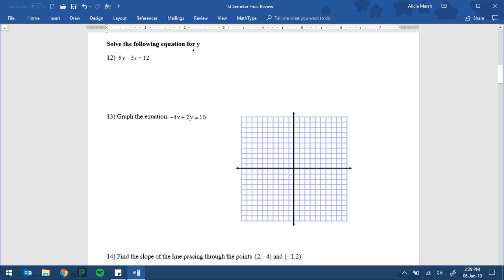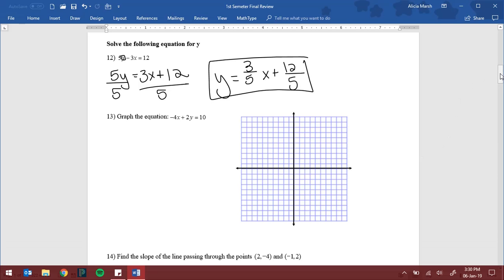Now let's solve the following equation for y. So that means I gotta get y alone. So this guy's gotta be alone. So I'm gonna add 3x first. Because remember, when you're solving, you're basically gonna do PEMDAS backwards. So you're going to add and subtract before you multiply and divide. Let's divide by 5 here, so I can get my y alone. So that'll be 3/5 x plus 12/5.